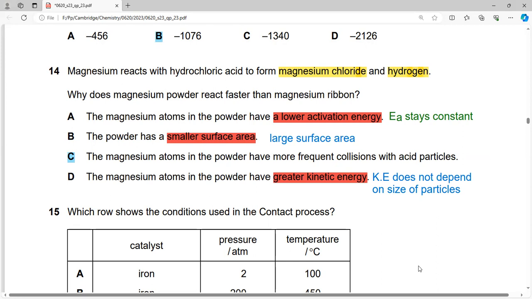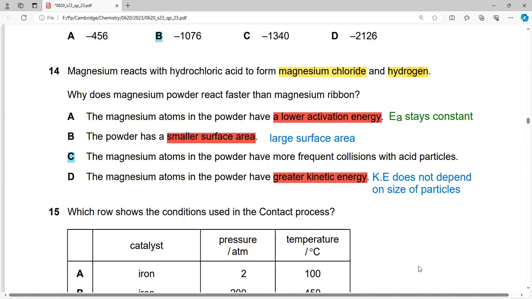By decreasing the size, the surface area to volume ratio increases. So the magnesium atoms in the powder state have more frequent collisions with acid particles. Within the given volume, if you decrease the size, the number of particles increases. So the number of collisions increases in this way. So that's why C is our correct option.